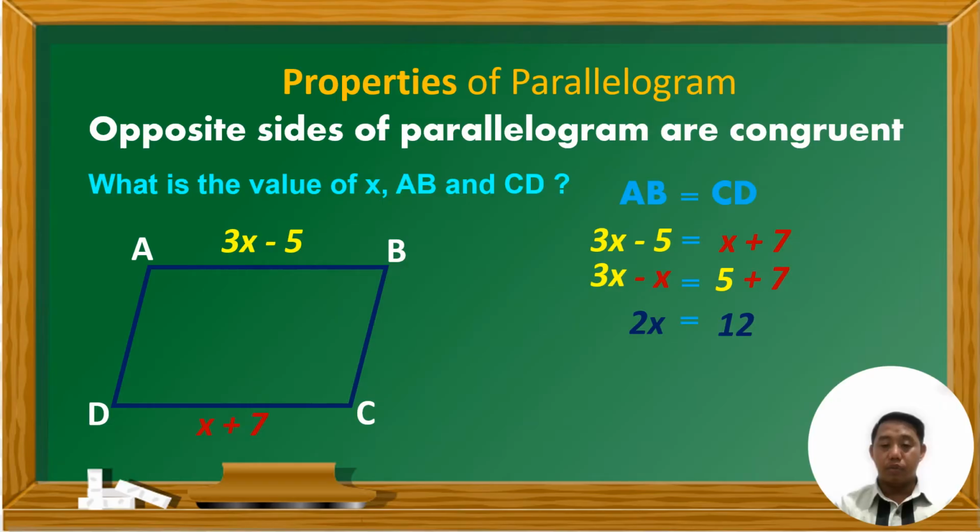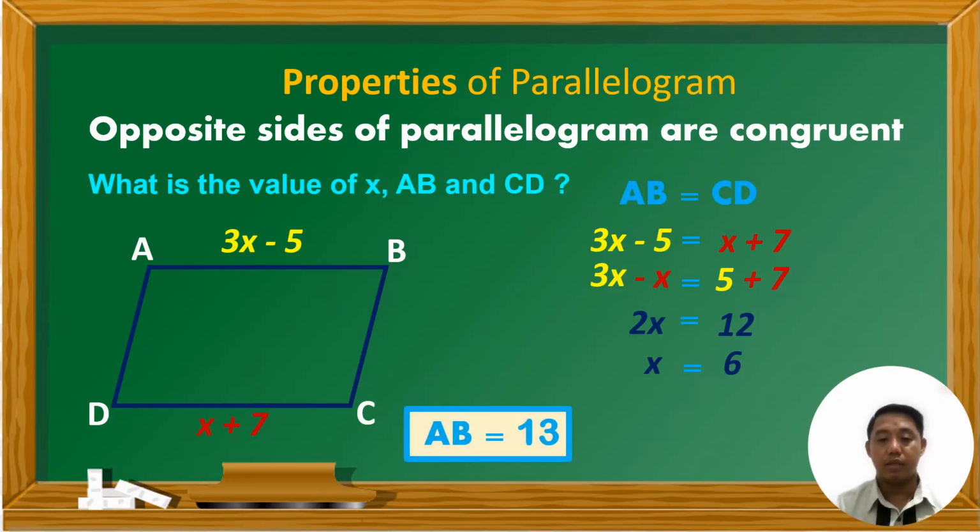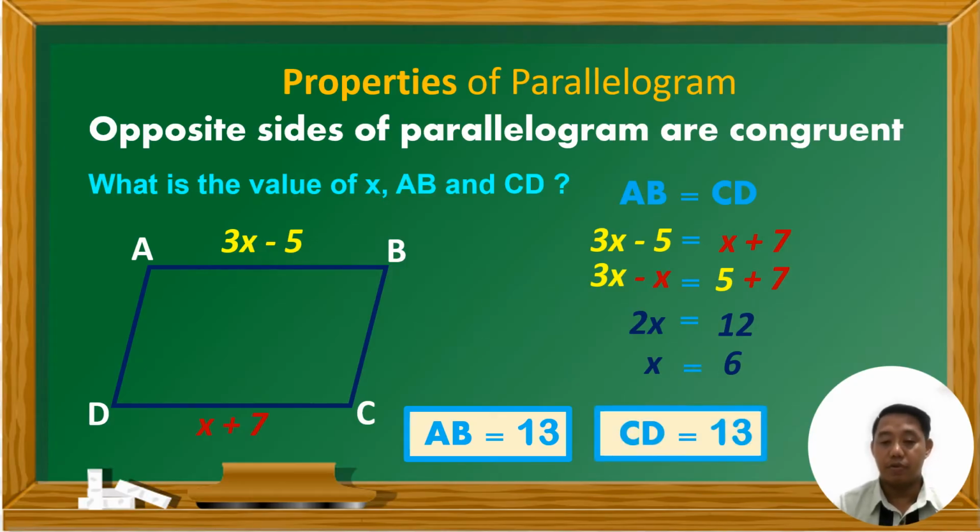So divide both sides by 2. If mayroon pa tayong numerical coefficient ng variable, we have to divide both sides by 2 or by the numerical coefficient. Again, it's not always 2. It depends on what is the numerical coefficient of the variable. So x will be equal to 6. 12 divided by 2 is 6. Again, I hope you get the correct answer. Pause yung video and then substitute the value of x. So AB will be equal to 13 because 3 times 6 is 18 minus 5 is 13. CD is also equal to 13.